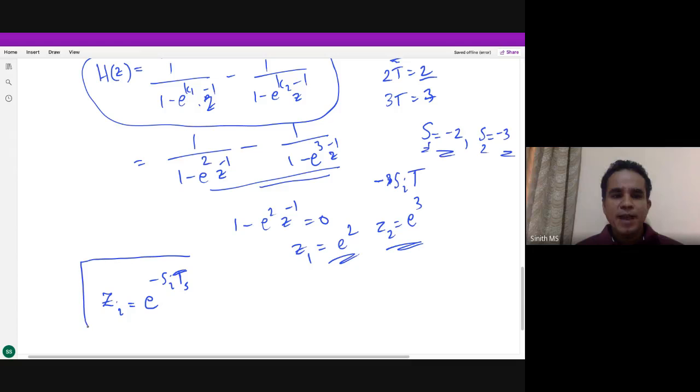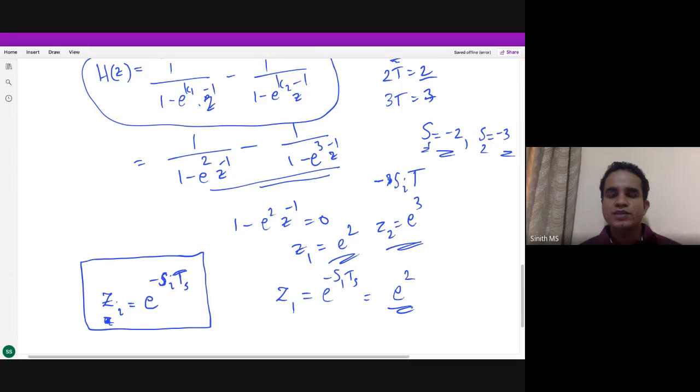So if you do a mapping like this, the poles are zi equal to e raised to minus si Ts, where Ts is the sampling time period. si were the previous poles in the s domain. Then the new zi will be e raised to minus si Ts. So z1 is e raised to minus s1 Ts. We assumed Ts is 1 second, so s1 times this becomes e raised to 2. That is, the first pole is e^2 and the second pole is e^3.